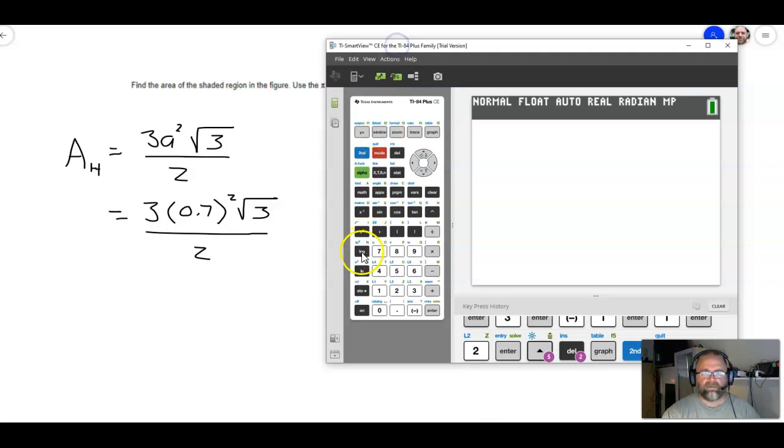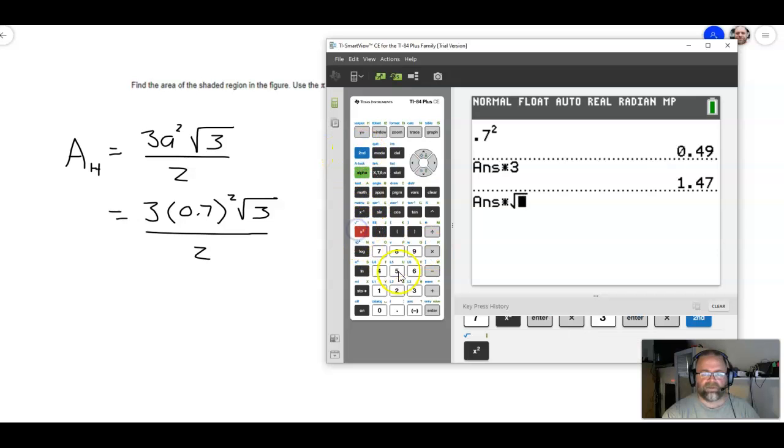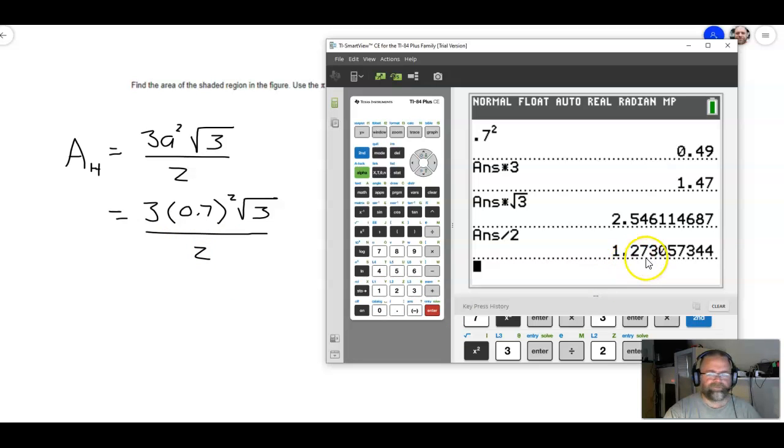First of all, we do exponents. So 0.7 squared gives me 0.49, and then I'm going to multiply that by the 3, and then times the square root of 3. So I'll do second square root of 3. The top is 2.54611, and then I'm going to divide by 2. And I get that the area is 1.273, and I'm just going to keep that whole number in there for now.